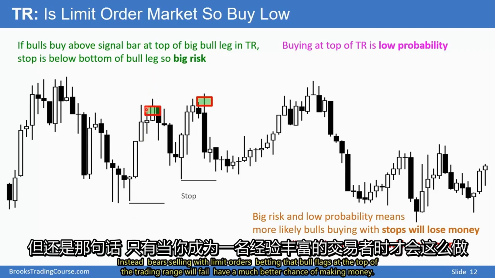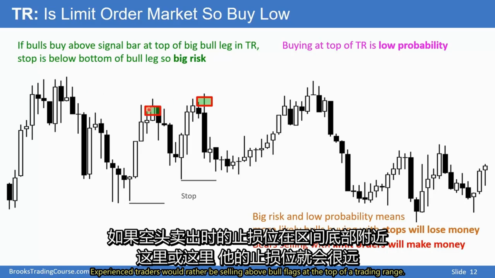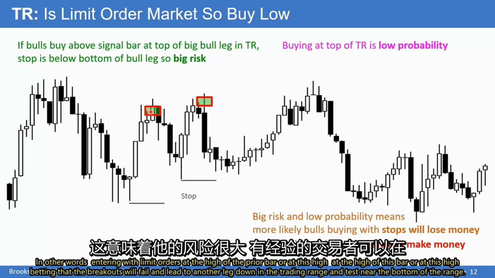Instead, bears selling with limit orders, betting that bull flags at the top of the trading range will fail, have a much better chance of making money. Experienced traders would rather be selling above bull flags at the top of a trading range, in other words, entering with limit orders at the high of the prior bar or at this high, at the high of this bar or at this high, betting that the breakouts will fail and lead to another leg down in the trading range and test near the bottom of the range.